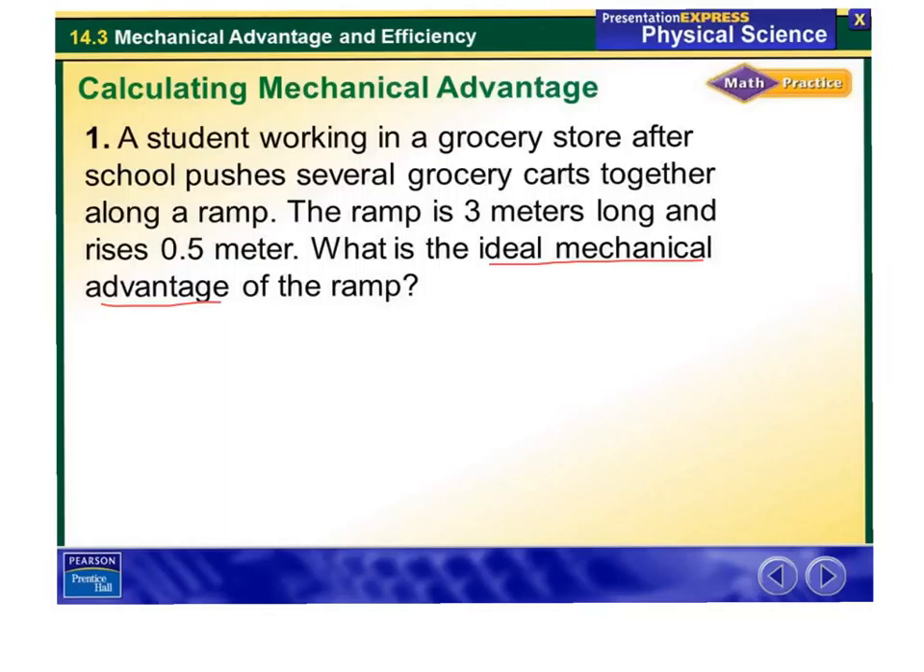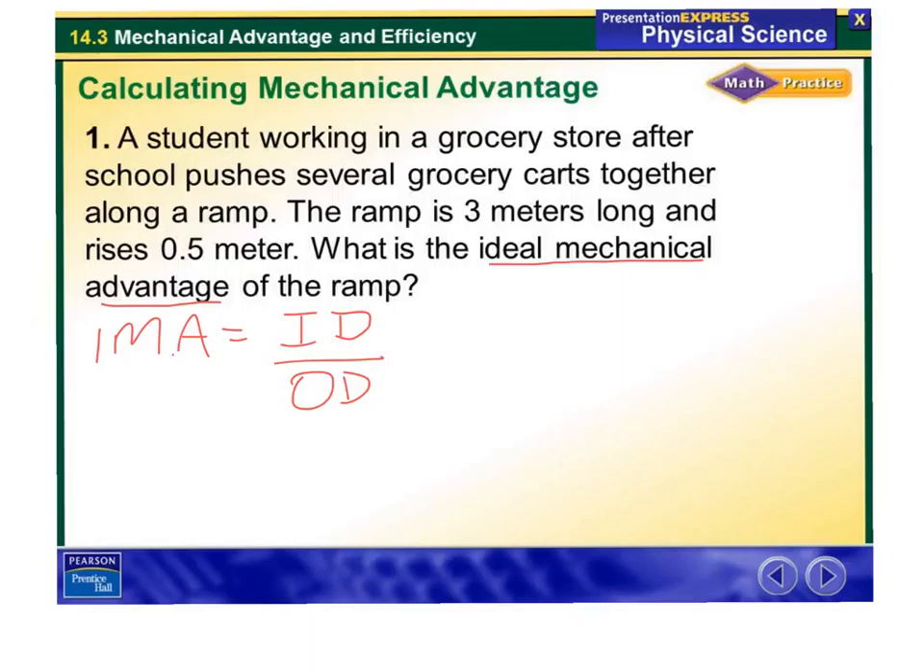If you look in your book on the next page, on page 424, it gives you the formula for ideal mechanical advantage. Okay, the formula is this. Ideal mechanical advantage is equal to the input distance divided by the output distance. Now, all we need to do is go to our question and look for these two things.